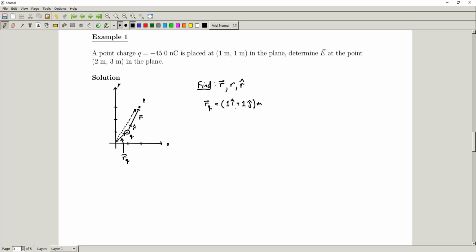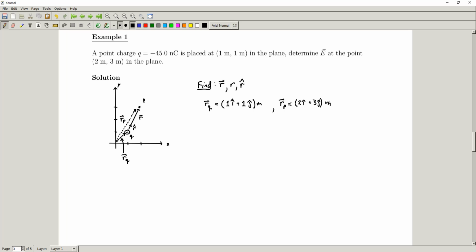Simple enough. And then I would define also a vector RP, and this RP would point from the origin to the point P that we're interested in looking at. And what would that be in this case? Well, that would be 2 i hat plus 3 j hat meters, right? Because we're dealing with meters here.